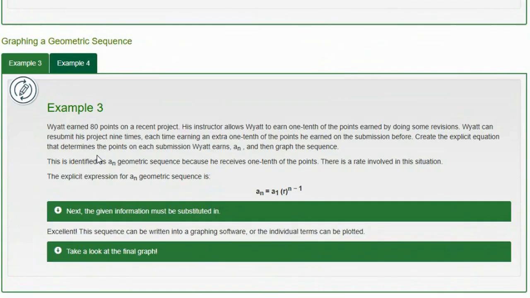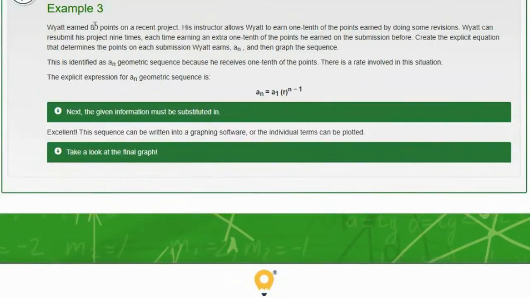All right. Wyatt earned 80 points on a recent project. His instructor allows Wyatt to earn 1/10 of the points earned by doing some revisions. Wyatt can resubmit his project up to 9 times, and every time he can earn an extra 1/10 of the points that he earned on the submission before. So if he earned 80 points the first time, that means when he submits again and gets 1/10 of that, he can get up to 8 points the second time by fixing things and resubmitting it.